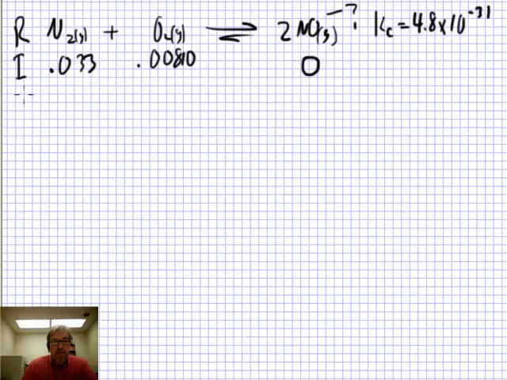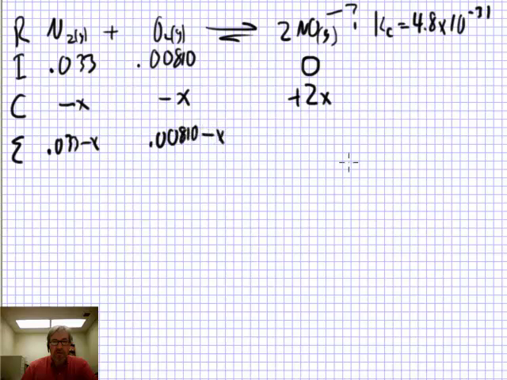I'm losing X moles of N2. I will lose the same number of moles of O2, but I will gain twice as many moles of NO because the stoichiometry is 1 to 2. So at equilibrium, my nitrogen concentration will be 0.033 minus X. My oxygen concentration will be 0.00810 minus X. And my NO concentration will be 0 plus 2X, which is just 2X.